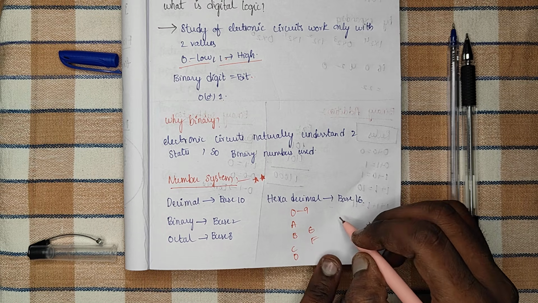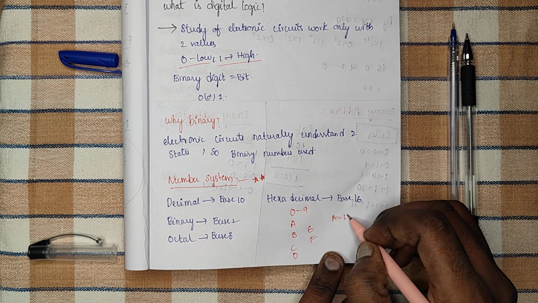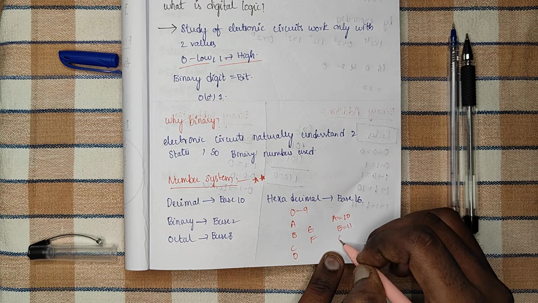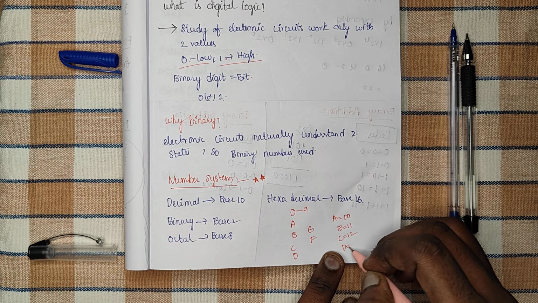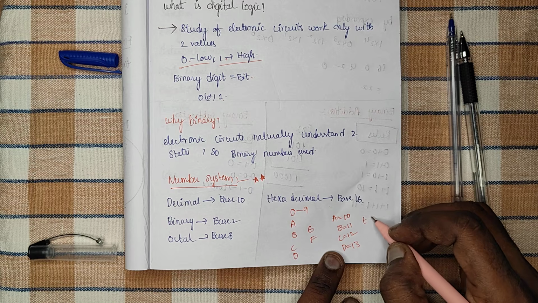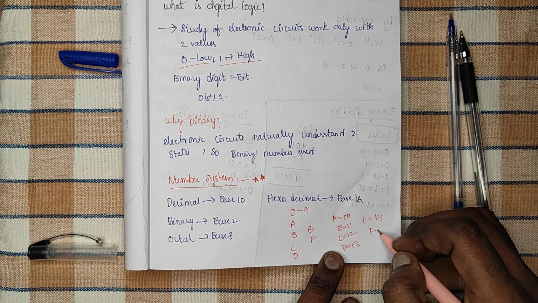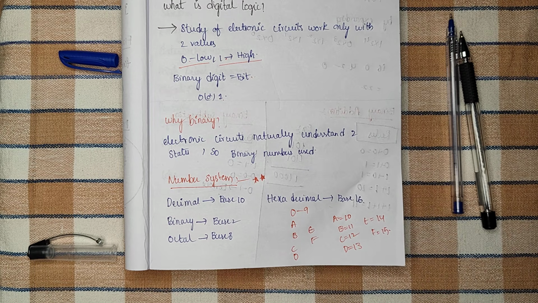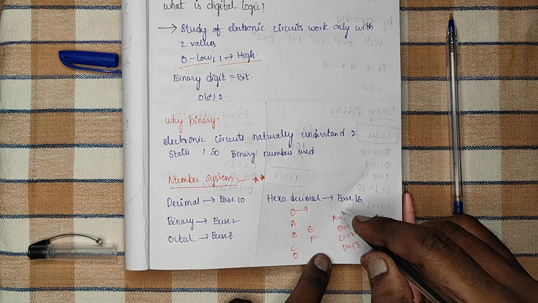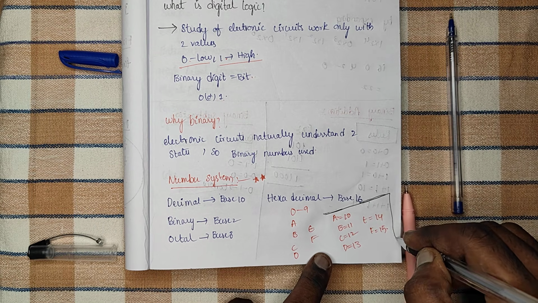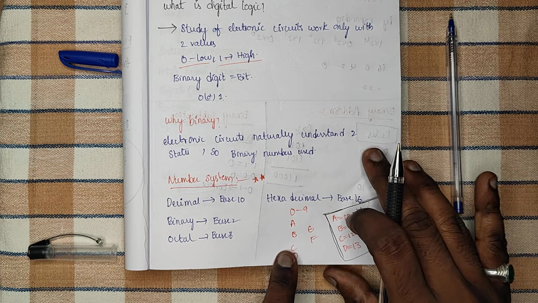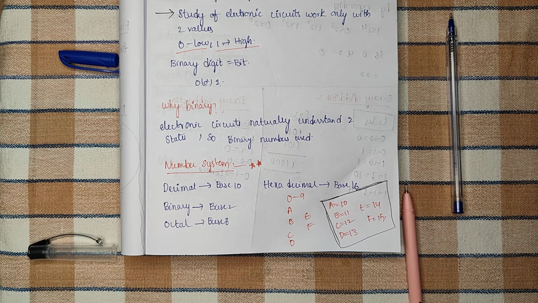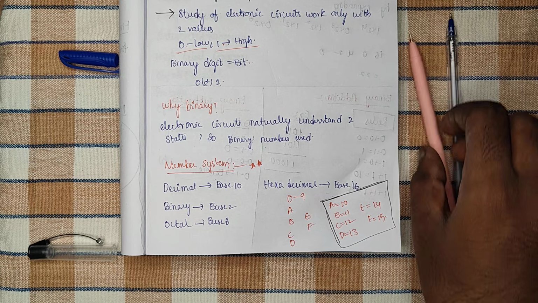So A equals 10, B equals 11, C equals 12, D equals 13, E equals 14, F equals 15. This table is extremely important, so make sure you note this down. Some questions can be asked from this repeatedly. This is very important.